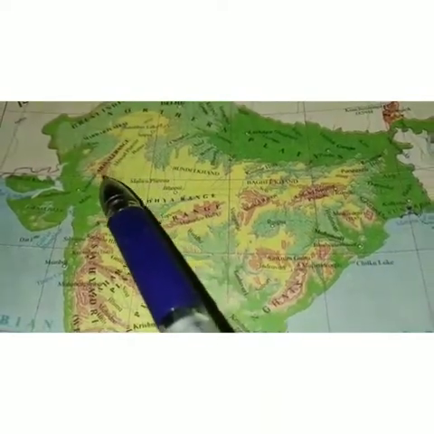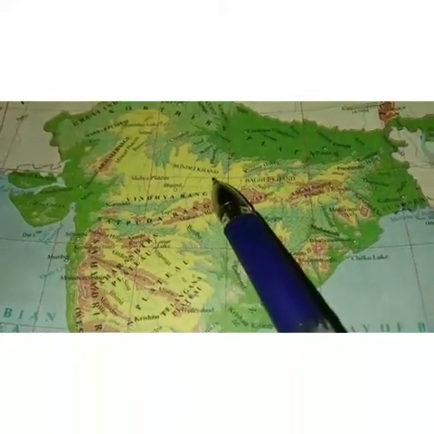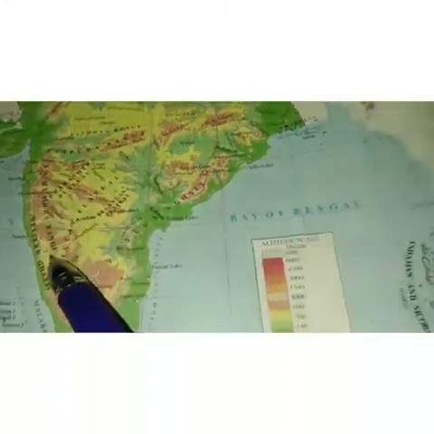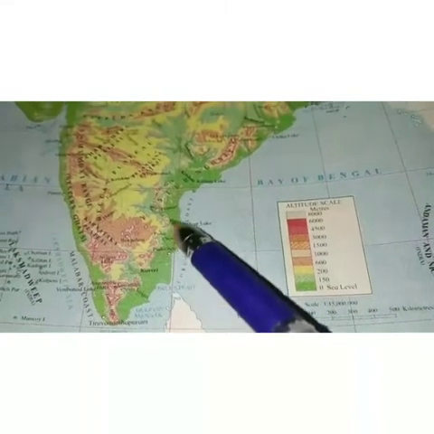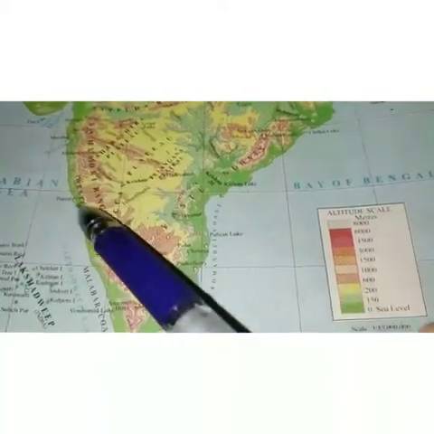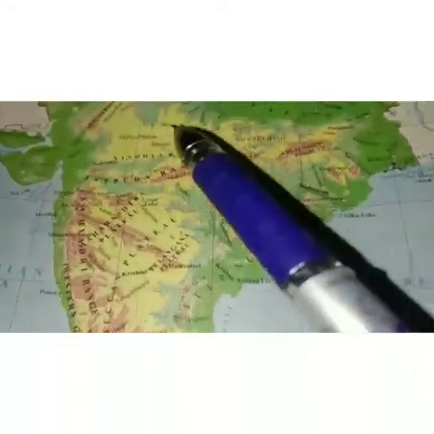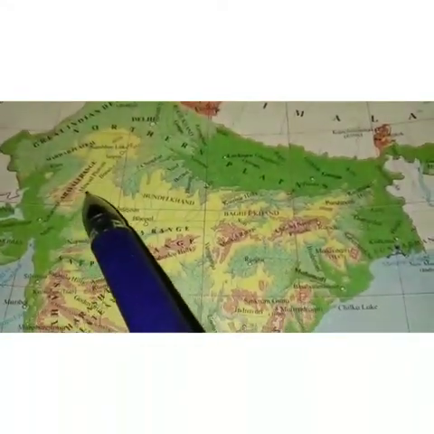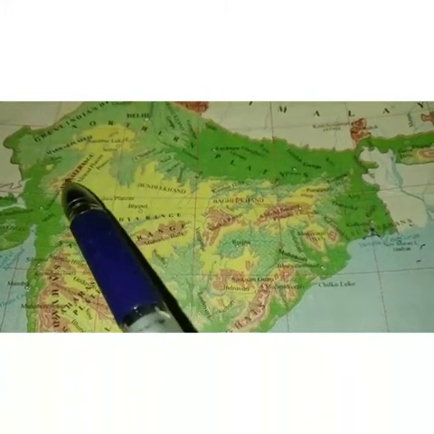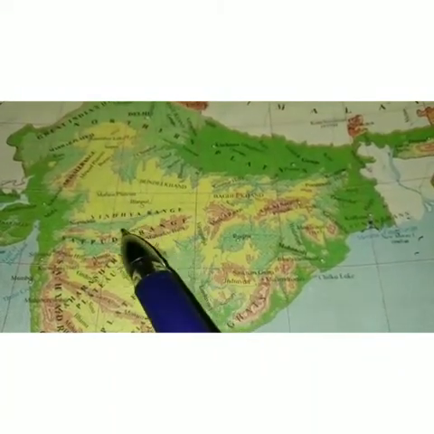Now, let's go towards the south of the Indian plains. The area lying to the south of the North Indian plains and tapering off towards the Indian Ocean is called the Indian Peninsula. Observe and note down the divisions of this plateau. The Aravalis in the north are the oldest fold mountains. The Vindhyas and the Satpuras lie in the central part.